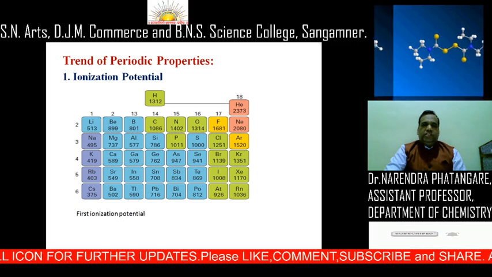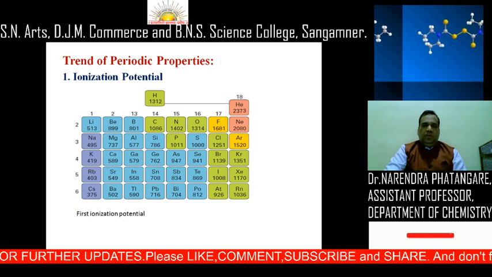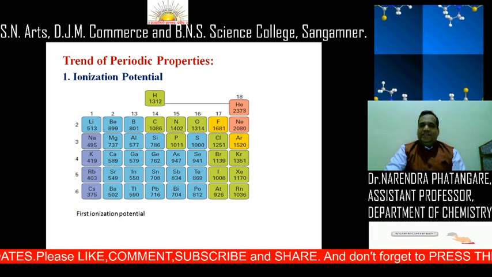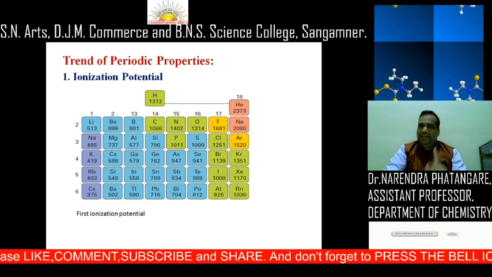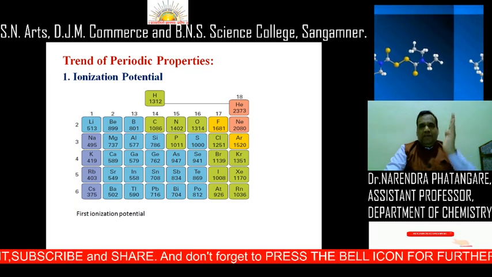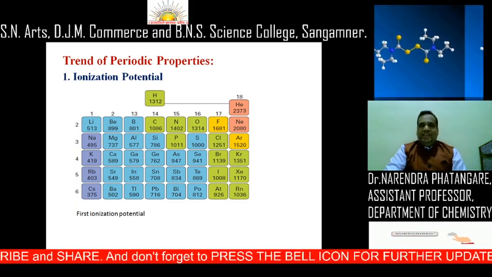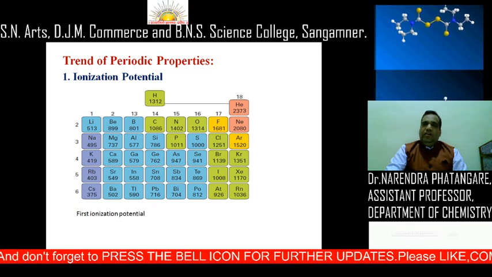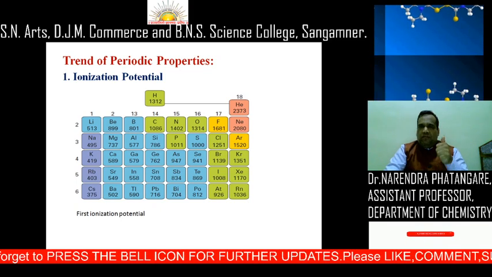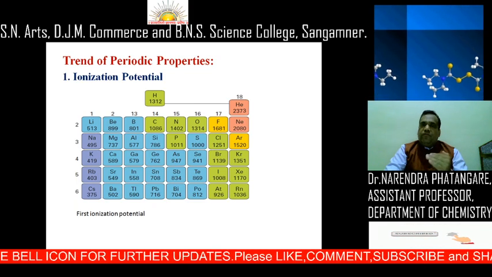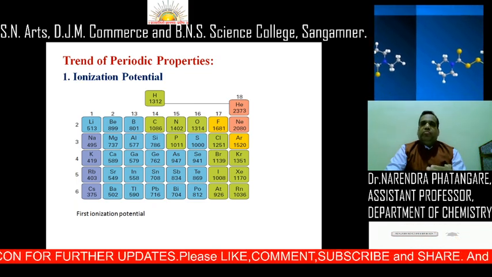From lithium to cesium, in the first column, we can see the ionization potential decreases sequentially, and that clearly shows that from left to right the ionization potential increases, and from top to bottom it decreases. It is followed for every other column. On that basis, for our convenience, we can make a simple thumb rule, related to the first ionization potential.